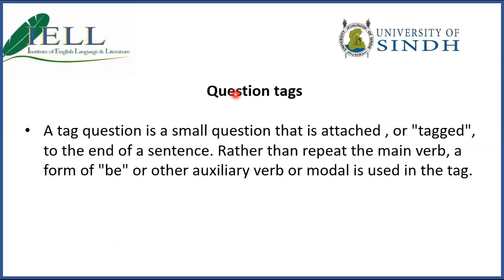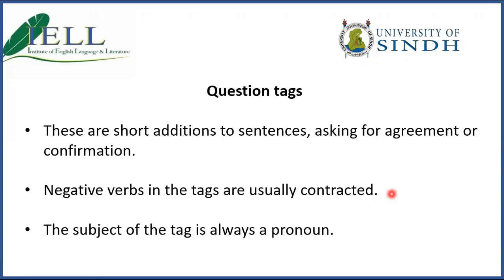Question tags are basically a small question that is attached or tagged to the end of a sentence. There may be one sentence, and after the sentence, we add a small question to ask. Rather than repeating the main verb, rather than making the statement once again that we have already talked about, we add a form of be, an auxiliary verb or a modal in the form of a tag. Let's see some examples, then the definition will be clearer.